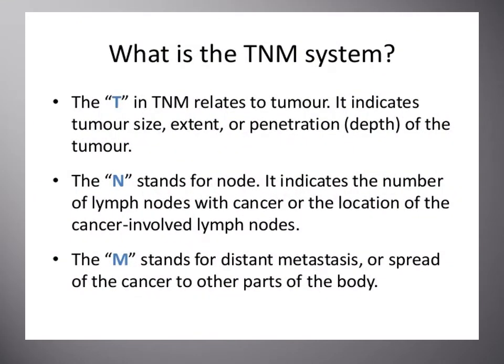What is the TNM system? The T in TNM relates to tumor. It indicates tumor size, extent or penetration of the tumor. The N stands for node. It indicates the number of lymph nodes with cancer or the location of the cancer-involved lymph nodes. The M stands for distant metastasis, or spread of the cancer to other parts of the body.